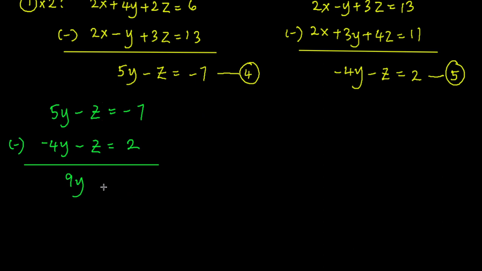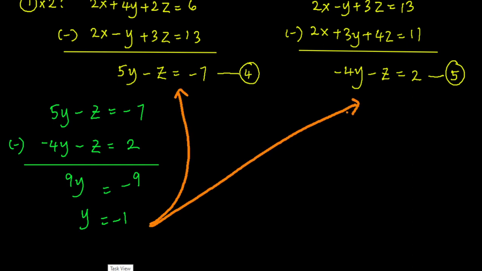Yeah, that's good, right? And here, negative 7 minus 2 is negative 9. From here, your y is negative 9 over 9. Okay, so what you get here is your y is negative 1. Once you got your y here, what do you do? You can sub it into your equation number 4 or equation number 5 to get the value of z. Okay, maybe we choose equation number 5.